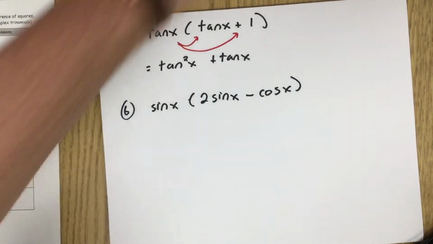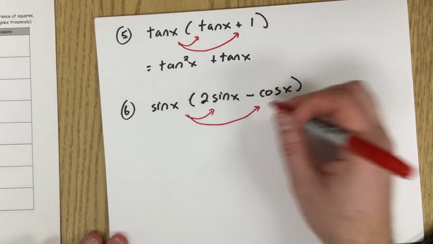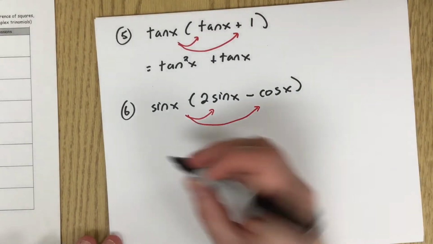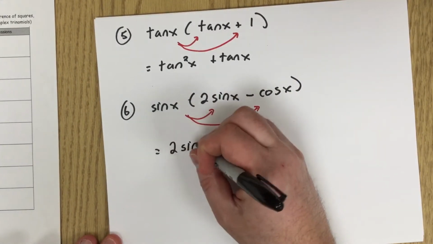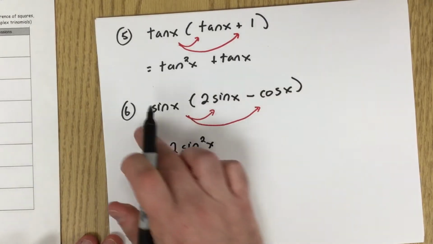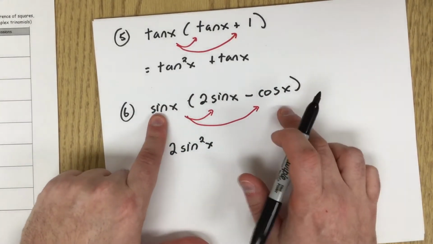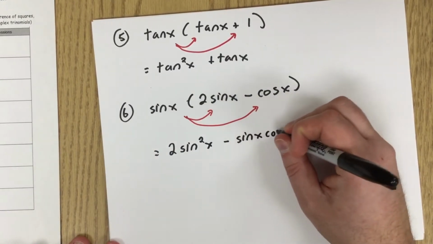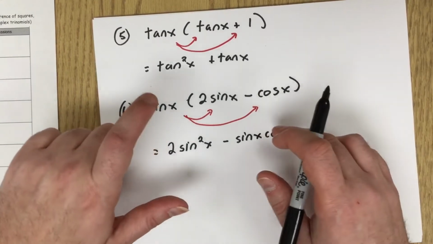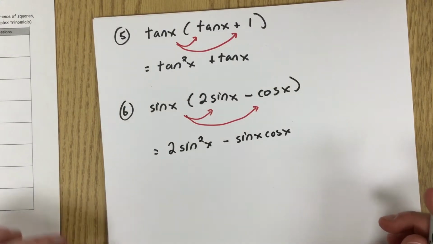Okay, here, same thing, nothing too special. Sine x gets multiplied by both of those two. And so sine x times 2 sine x is going to be 2 sine squared x, because 1 times 2 is 2, and sine x times sine x is sine squared x. And then sine x times cos x is negative sine x cos x. It's kind of like if you had x times y, it would just be xy. It's sine x cos x. Okay.